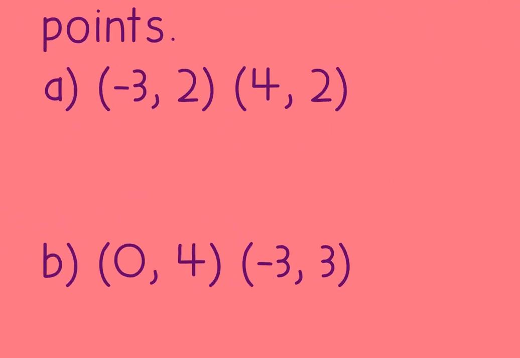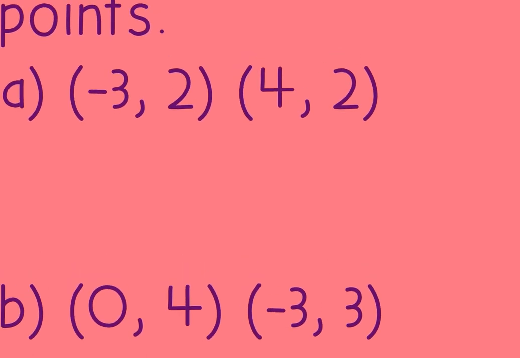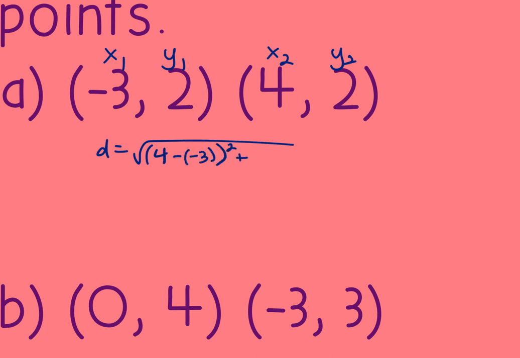So I'll do that first one with you. It doesn't matter which one I make the x1 and the y1 and the x2 as long as I'm consistent within the parentheses. So if those are my 1s, these have to be my 2s. Vice versa would have been fine too. And then I plug it in. So d equals the square root of (4 minus negative 3) squared plus (2 minus 2) squared. What happens when we subtract a negative? Good, it becomes positive. So this becomes the square root of 7 squared plus 0 squared, square root 49, which goes back to 7.